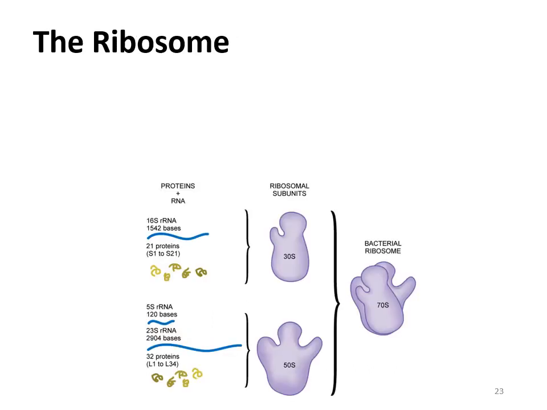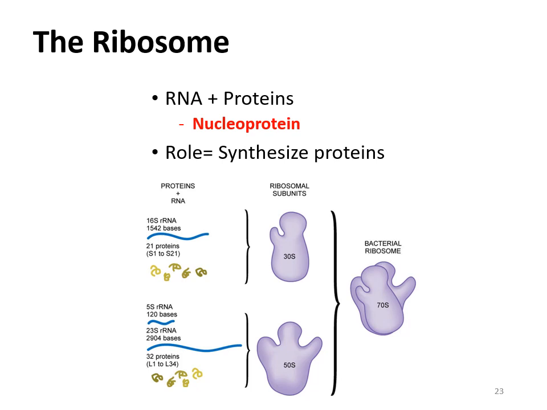Now, when we say that proteins will be synthesized, the structure that's responsible for that, where it's going to be occurring, is the ribosome. And the ribosome is made up of RNA and proteins. So we call it a nucleoprotein. And specifically, the RNA that it is made up of is that rRNA that I mentioned earlier. So as you see here, rRNA. The role of the ribosome is to synthesize proteins, which you'll get to see in the video that I'm going to show in a couple of slides.